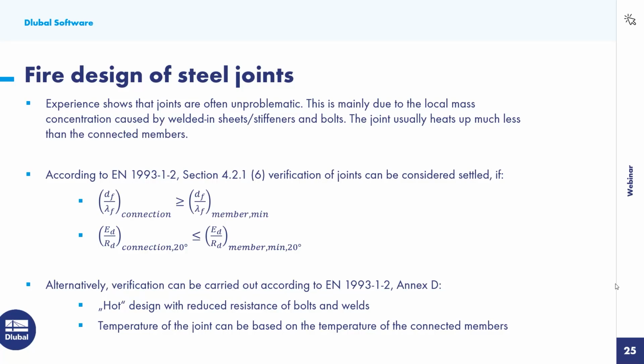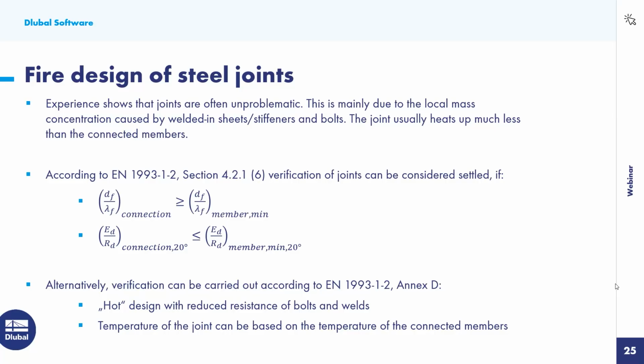And the second condition is that the utilization of the joint should be lower than the utilization of all the joint members under normal temperature. So that means in the best case scenario, we wouldn't even need to do a hot design for our joint. Alternatively, if these requirements are not fulfilled, we have Annex D to do a hot design of our weld or connection components, such as the welds and the bolts.